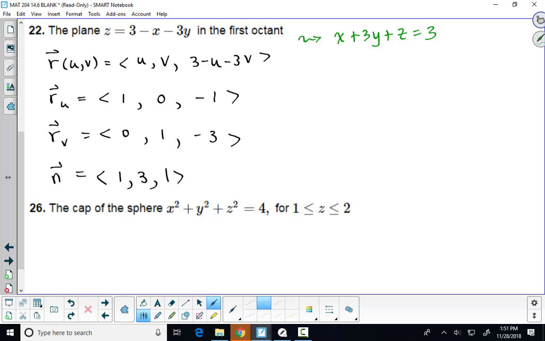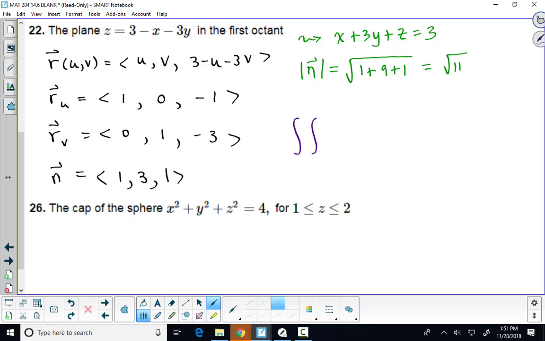All right, so now we have to find the length of n, or whatever we want to call it, r sub u cross r sub v if you prefer. That's going to be 1 plus 9 plus 1, so square root of 11. So that's just the area of the piece. So we're almost there. Now we have to plug that into our double integral.